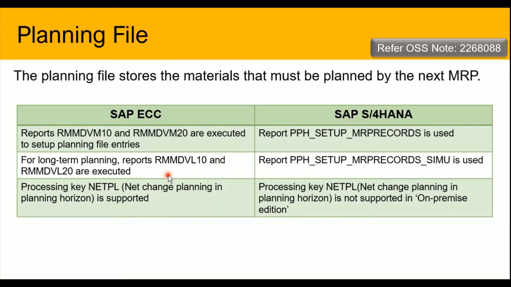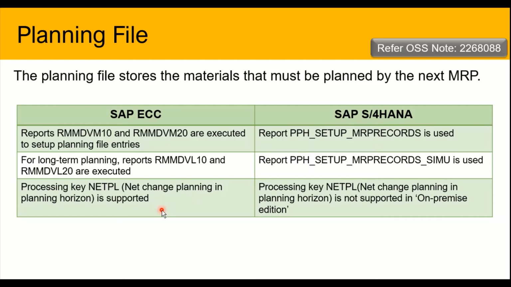And the second one is basically for the long-term planning. Again, we do have two reports, RMM, DVL10 and 20, to set up the planning file entries. And in S/4HANA, we do have the MRP records underscore SMIU that will be utilized for the materials as part of the long-term planning. And thirdly, we have the processing key.